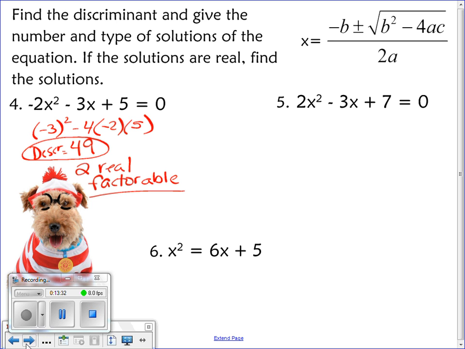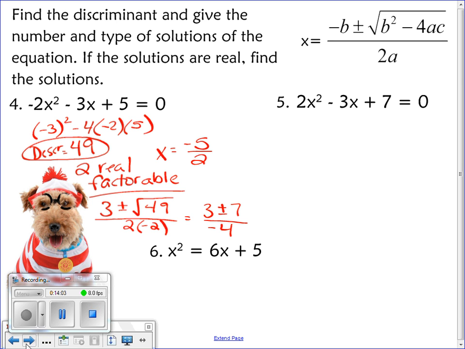All right, so if we're going to solve negative b, 3 plus or minus the square root of 49 over 2 times a. What's the square root of 49? 7. So 3 plus or minus 7 over negative 4. What's 3 plus 7? 10 over negative 4 would be negative 5 over 2. And then 3 minus 7, negative 4 over negative 4 is what?